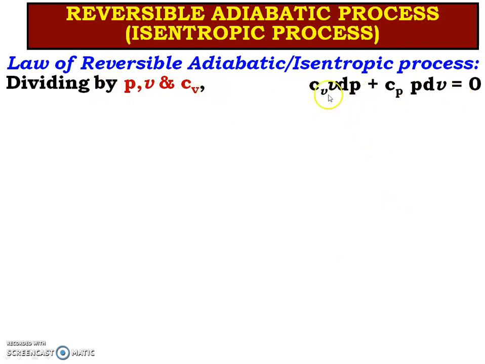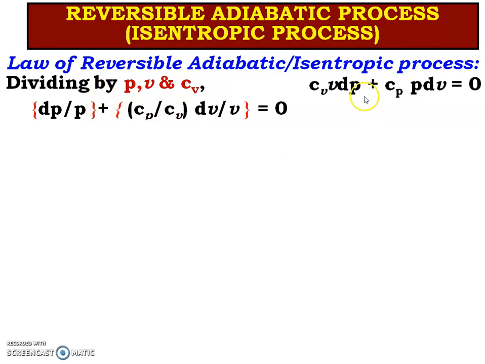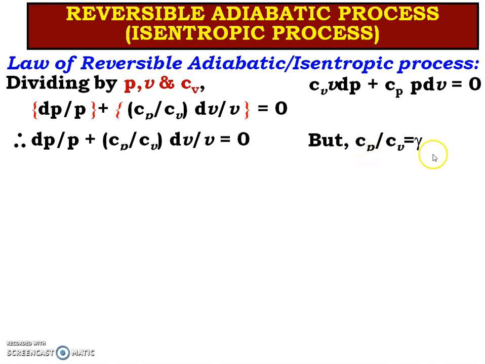Now divide this equation by P, V and Cv. So if I divide by PV, Cv, Cv and V will be cancelled. So my answer will be dP by P plus Cp by Cv into dV by V is equal to 0. Now we know that Cp by Cv is equal to gamma. So my answer will be dP by P plus gamma into dV by V is equal to 0.